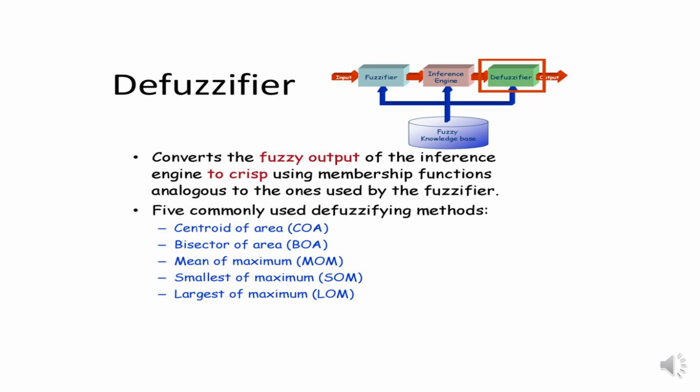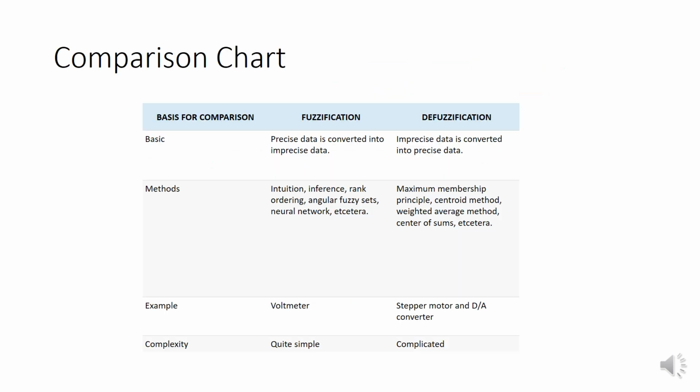Normally there are 5 commonly used methods. We go for COA, which is called centroid of area. Next BOA, bisector of area. MOM, mean of maximum. SOM, smallest of maximum. LOM, largest of maximum.